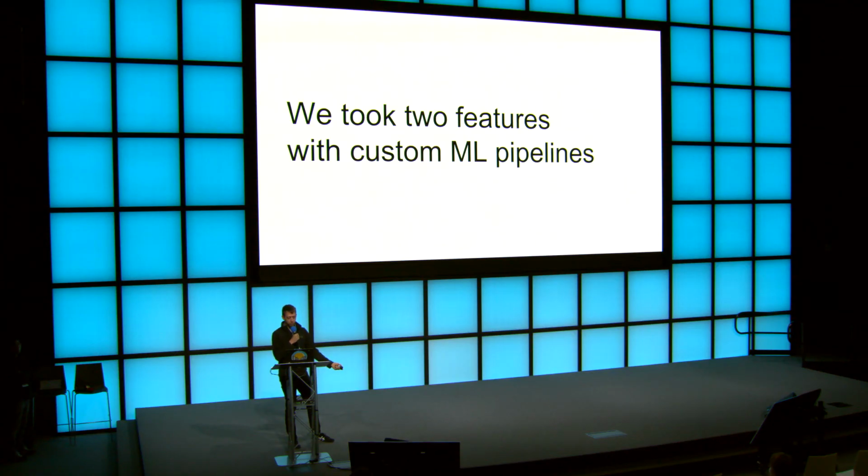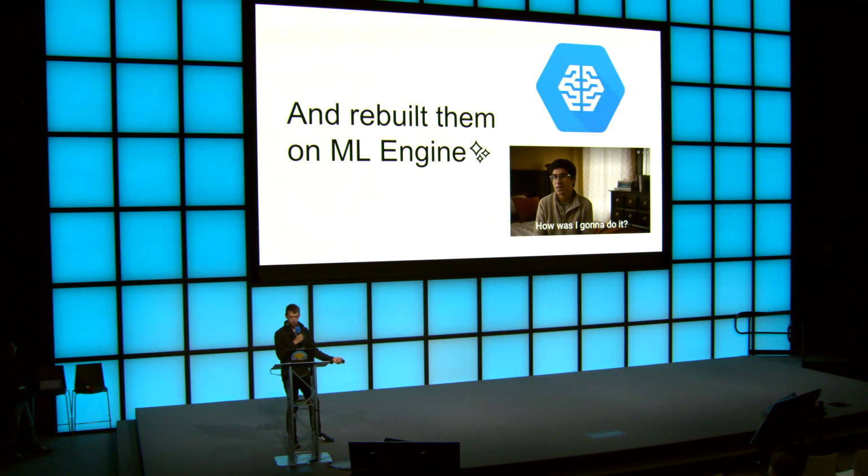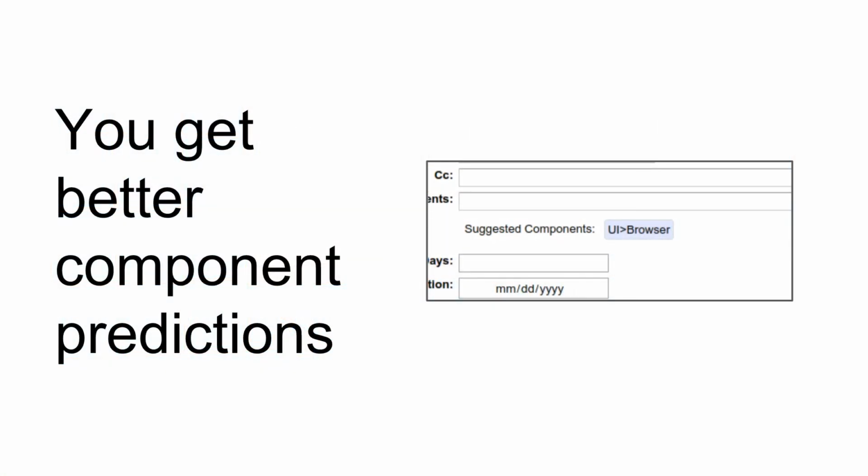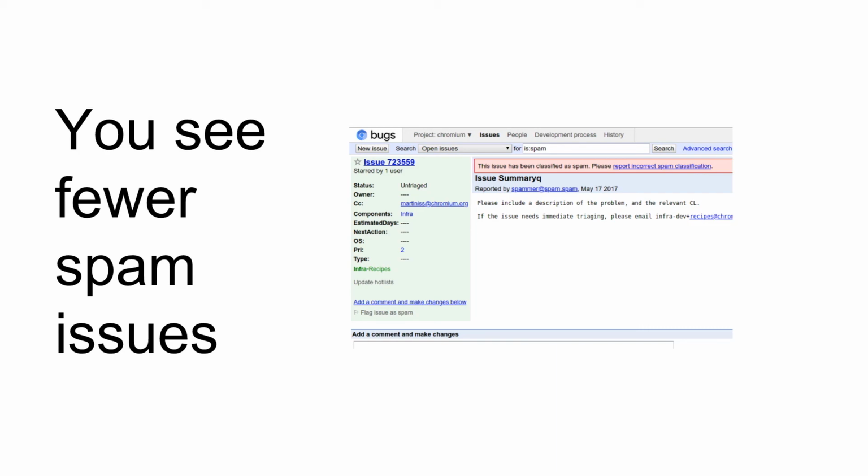We took 2 features that originally relied on custom ML pipelines, and we rewrote them in ML Engine, and they're a lot better now. What does this mean for you? You get better component predictions. When you're creating a new issue, it'll suggest components, and those suggestions are quantitatively way better now, thanks to our great engineering resident, Kara. You also will see, hopefully, fewer spam issues. Spam is a big problem on Monorail, and it wastes people's time, and there should be less of it now, hopefully.